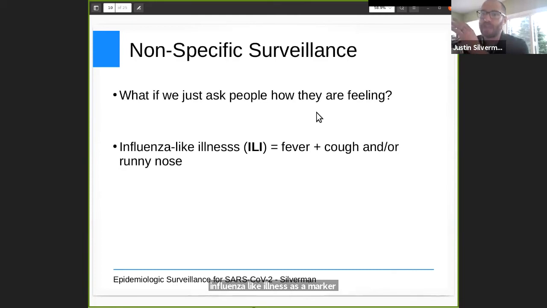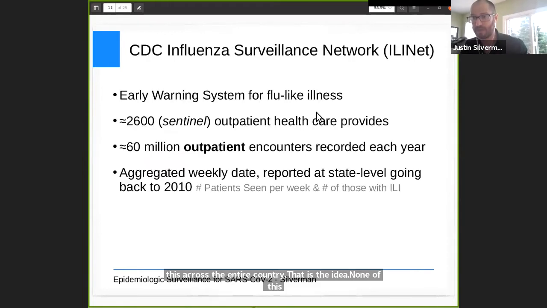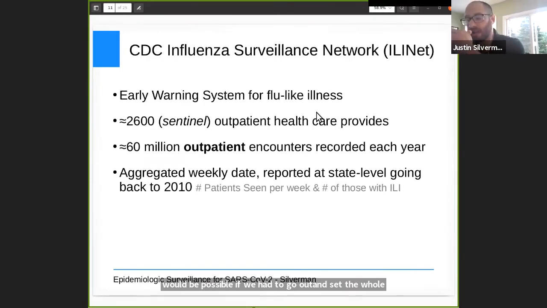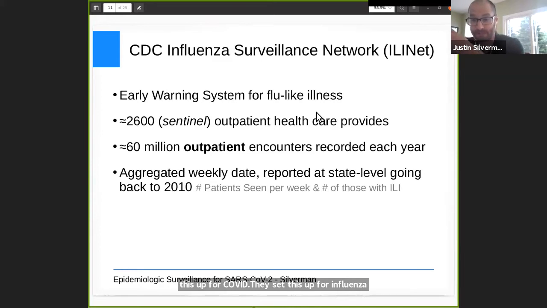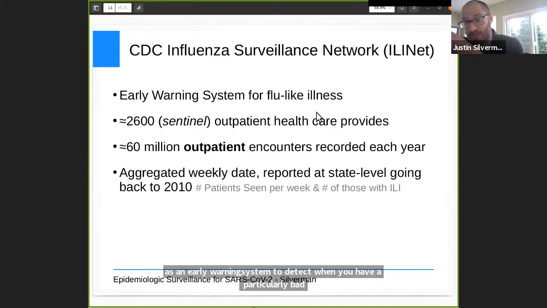Okay. Now, basically you can do this across the entire country. That's the idea. Now, none of this would be possible if we had to go out and set this whole system up from scratch. Luckily, the CDC had been running this thing called the ILINet, which is a surveillance network for the past 10 years all across the country. Now, they didn't set this up for COVID. They set this up for influenza after H1N1 as an early warning system to detect when you had a particularly bad influenza year, right? To basically have early warning so you can plan and get resources to where they need to be.